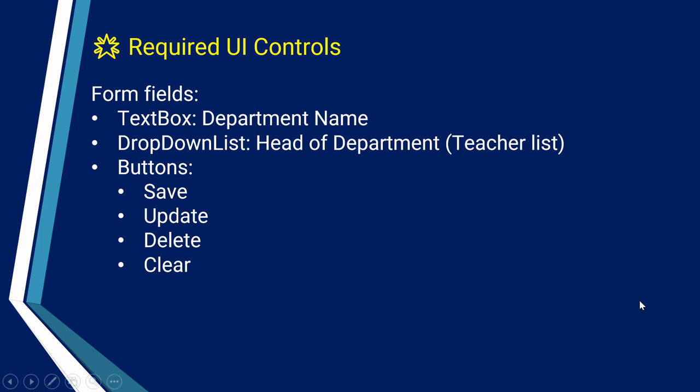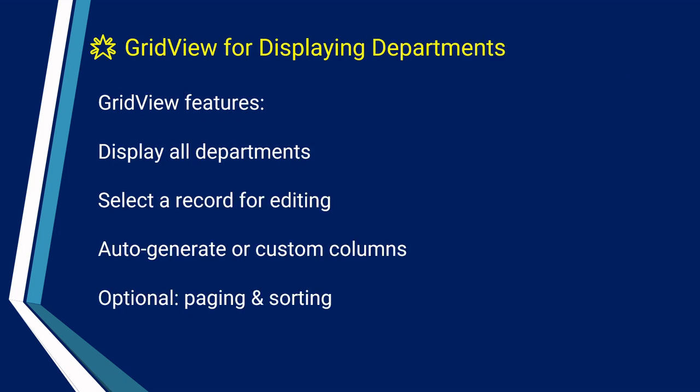To build the department form, we need a text box for the department name and a drop-down list to select the head of department. We also include save, update, delete and clear buttons for CRUD operations. A grid view is used to display all departments. It allows users to select a record for editing and supports features like paging and sorting. You can auto-generate columns or customize them.